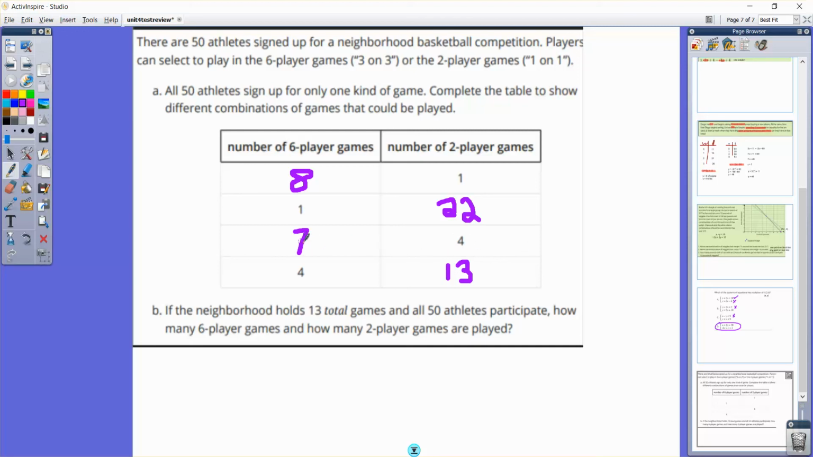So we have to look and see what another possibility is. What about if I had, say, 6 6-player games going on? That would mean that there's 36 players taken up here, and then there are 14 people left to play 2-player games, which means there are 7 of those games going on. So it looks like here 6 and 7 is that magic total of 13 total games and 50 athletes participating. And yeah, we could do this with a system as well, but since the table is pretty much already filled out for us, it makes a little more sense to just extend it one more row and reason it out.